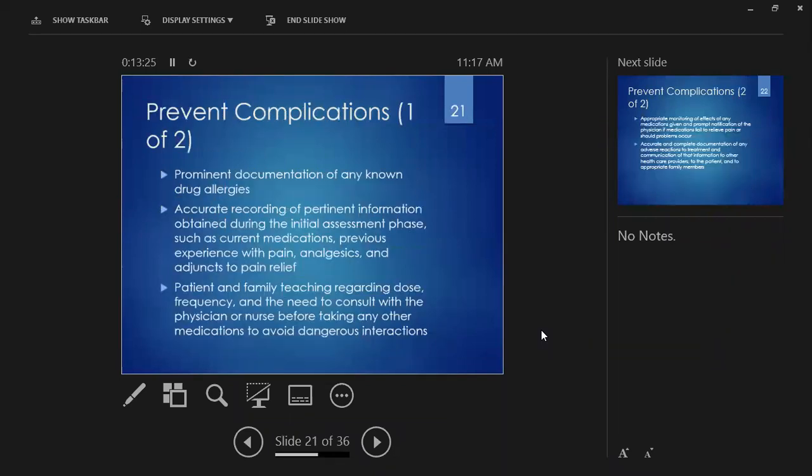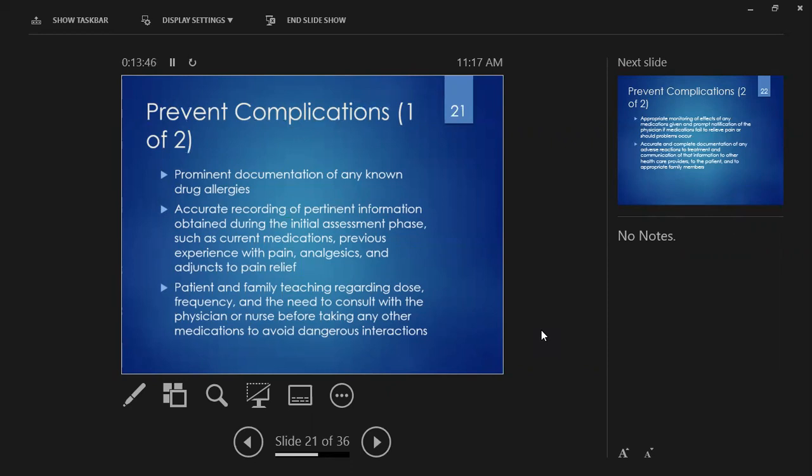Prevent complications. Prominent documentation of any known drug allergies. It's very important we get drug allergies. We ask before we give medications about drug allergies, and we record pertinent information that we get during our assessment: what meds they're on, how they've experienced pain in the past, what pain meds work well for them, etc.